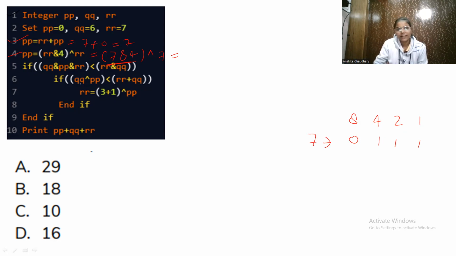So this is the code for 7. Now we need to convert 4 into binary. So 4 is 0 1 0 0. We need to take the AND operation. How does AND operation work? If both the values are 1, then only in that case it will return us 1 and all others are 0. So 1 and 0 gives us 0, and the result is 0 1 0 0. So what is it? It is 4 actually. So this resultant is 4.